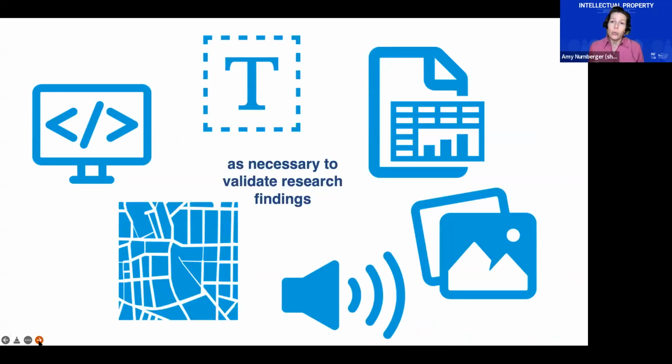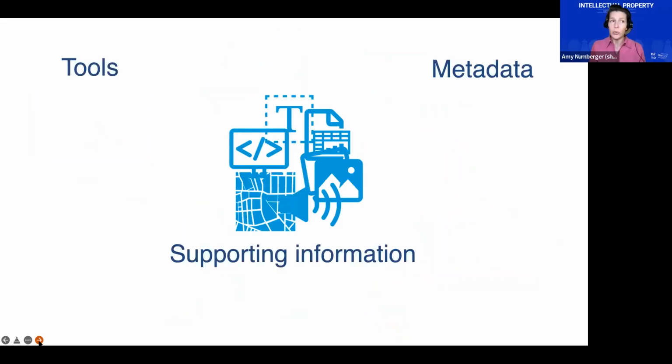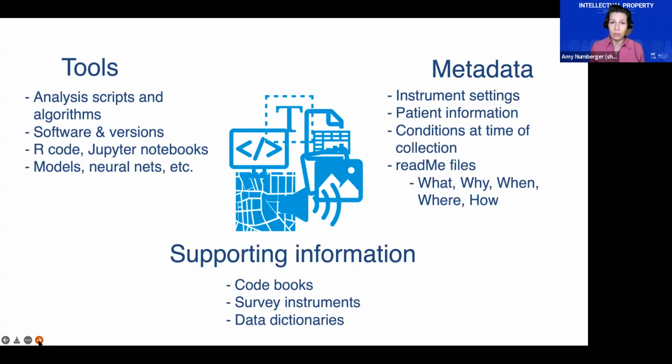And it really comes down to all of these different types of data that are necessary to validate research findings or that are produced in the course of research itself. So these cover things like tools, metadata, and supporting information. Some examples of tools, like I mentioned before, are analysis scripts and algorithms. There are things like R code or Jupyter notebooks that can definitely fall under that tools umbrella as well. Models, neural nets, as we get more into machine learning and constructing AI, neural networks, things like that. These all are in that space of tools and part of that hazy boundary of what we mean when we say research data. So part of what we need to do is extend our thoughts to include that.